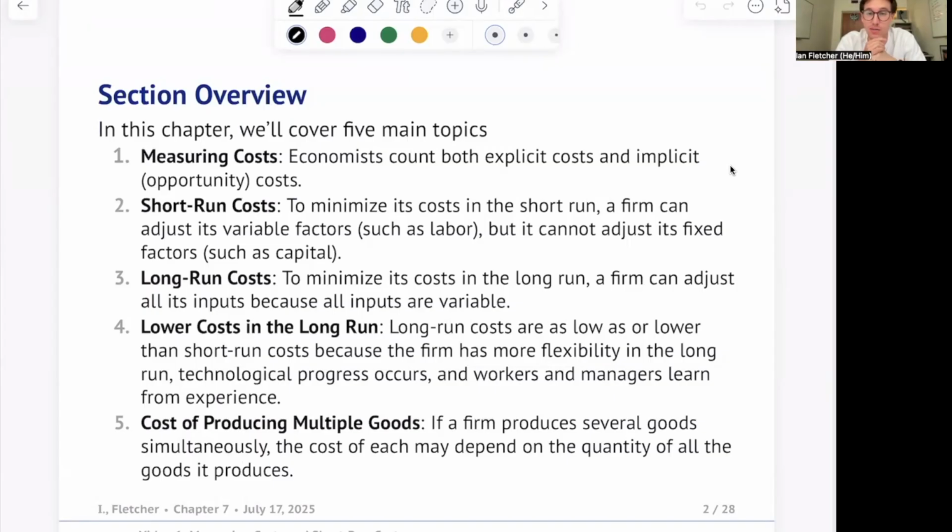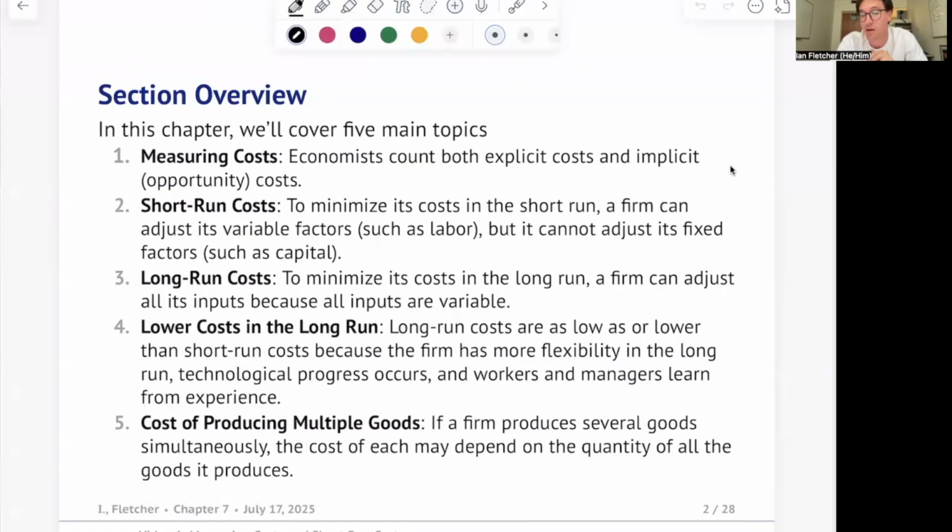Short run costs: to minimize its cost, a firm in the short run can adjust its variable factors, right? We talked about labor last time, but it cannot adjust its fixed factors. So that was our things like capital. Long run costs: in the long run, a firm can adjust all its inputs because everything is variable. Long run costs are as low as or lower than short run costs because the firm has more flexibility. In the long run, technical progress can occur, and workers and managers can learn from experience.